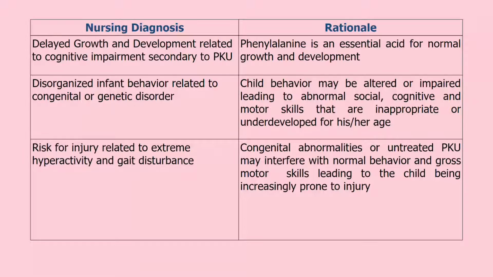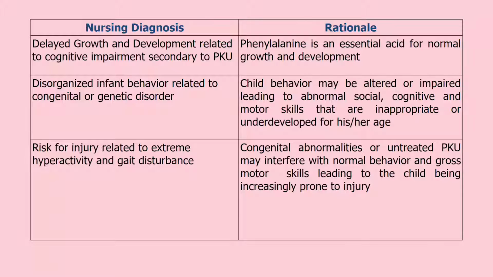Nursing diagnosis. First, delayed growth and development related to cognitive impairment secondary to PKU. Phenylalanine is an essential amino acid for normal growth and development. Second, disorganized infant behavior related to congenital or genetic disorder. Child behavior may be altered or impaired, leading to abnormal social, cognitive, and motor skills that are inappropriate or underdeveloped for his or her age.